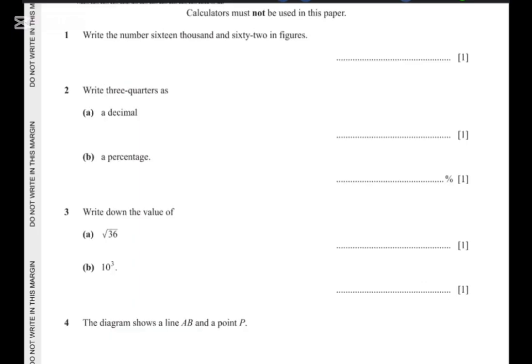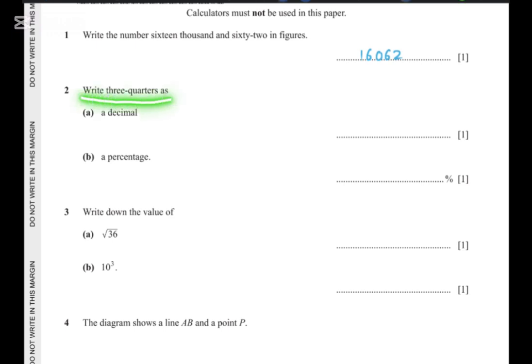Question number 1. Write the number 16,062 in figures. So the number in words is given to us. We have to write the number in figures. So 16,062. There is no hundreds number here, so we have to put 0 in hundreds place, and 62 comes in tens and ones place.